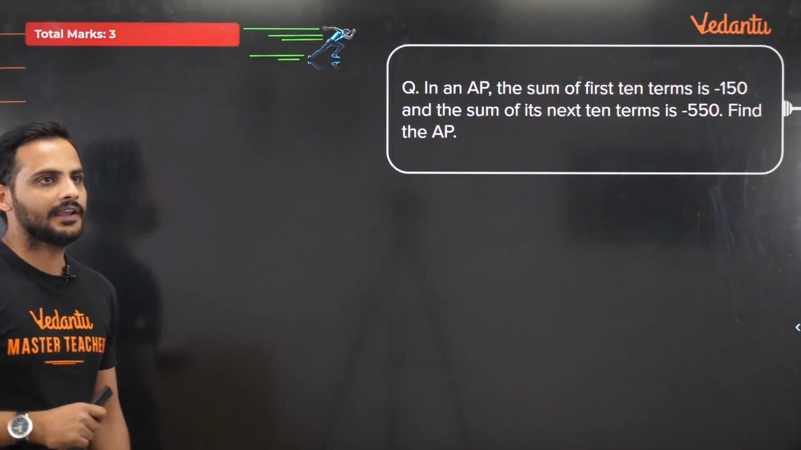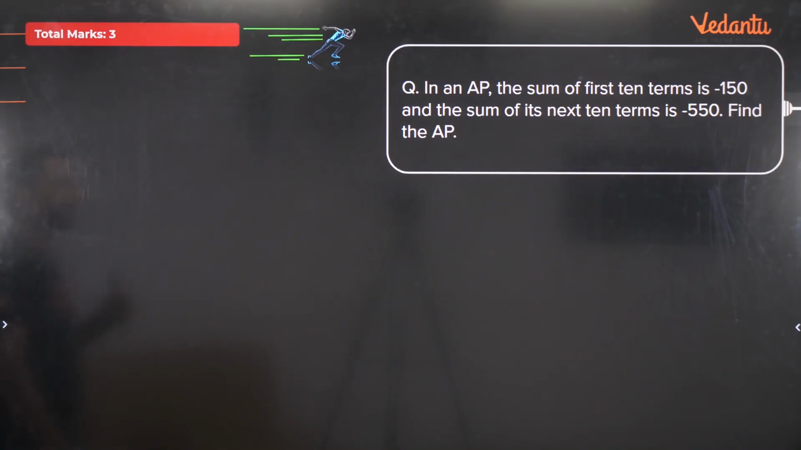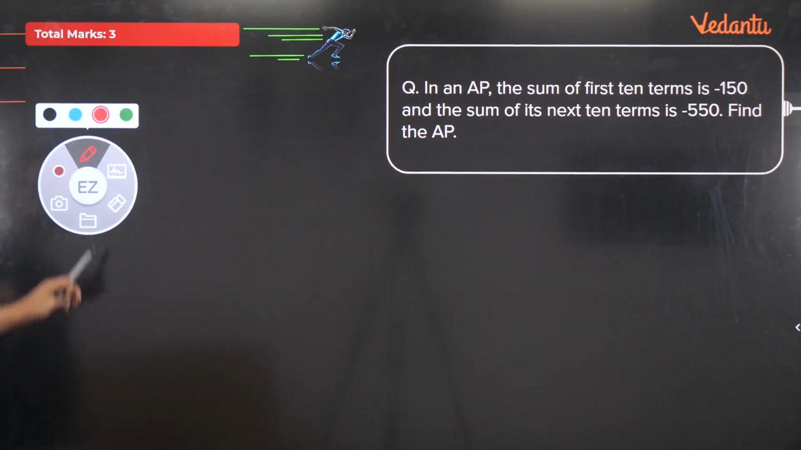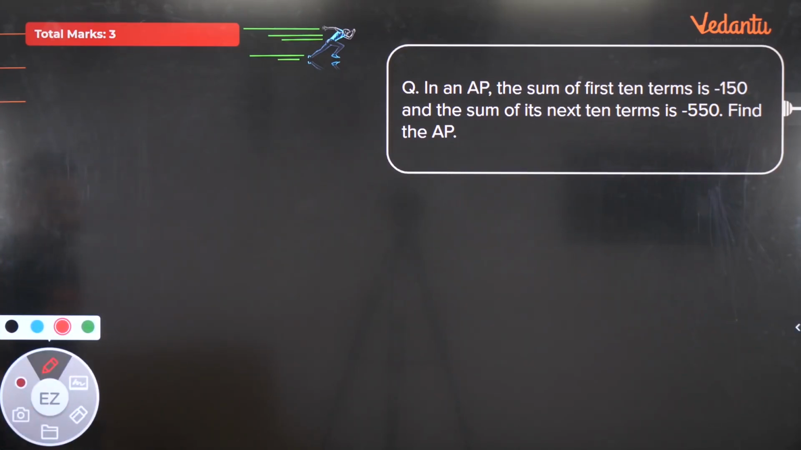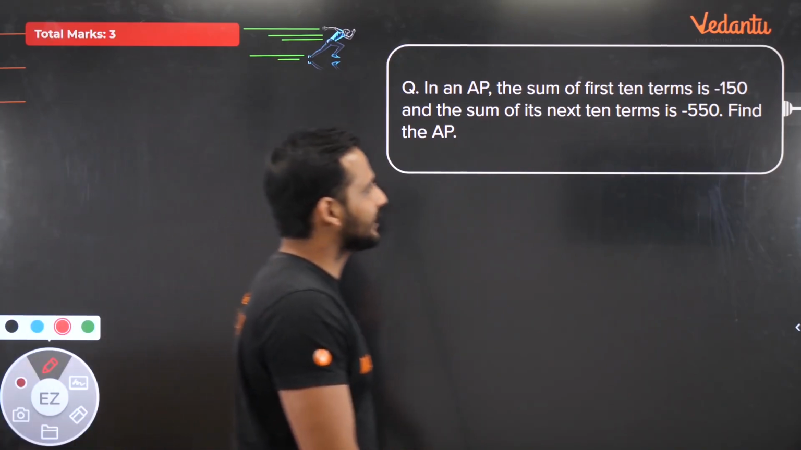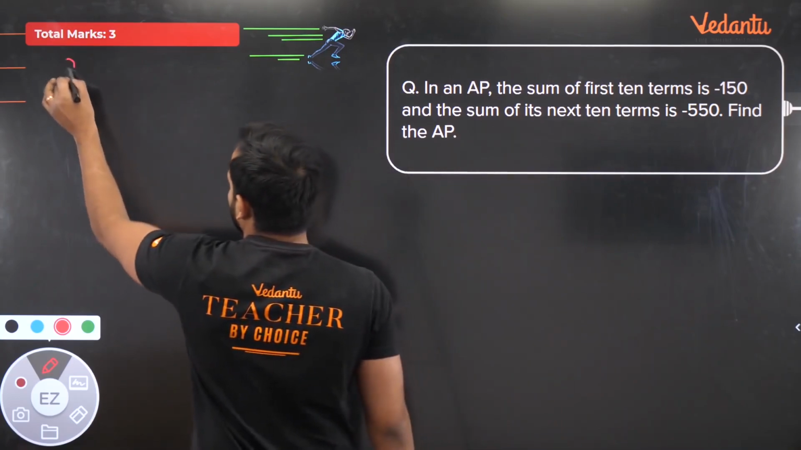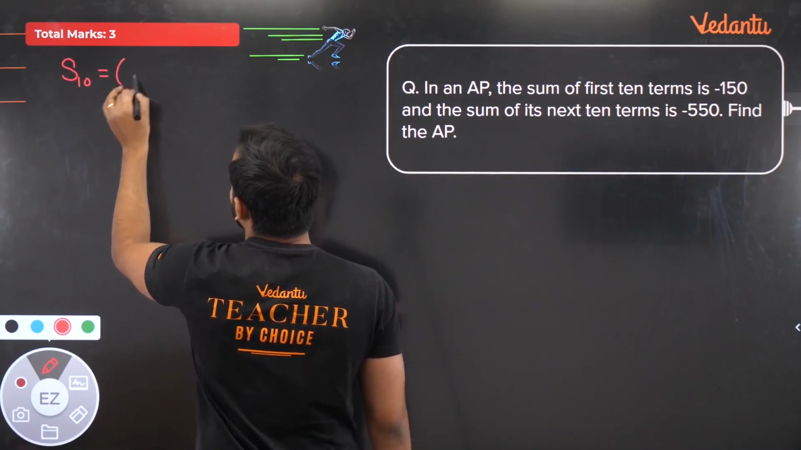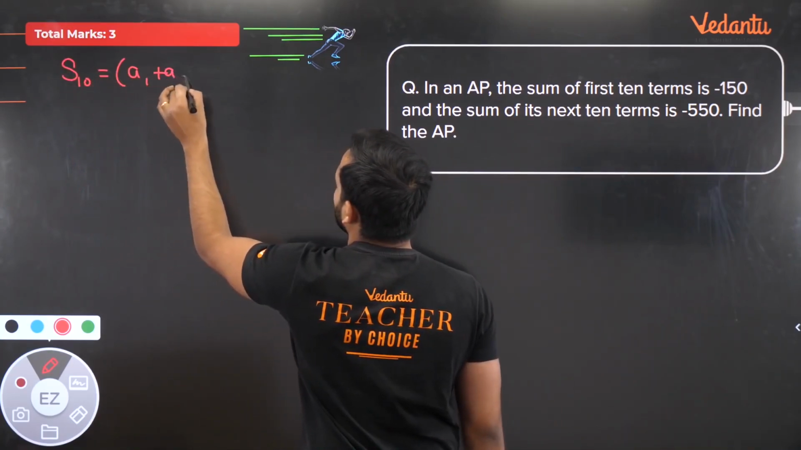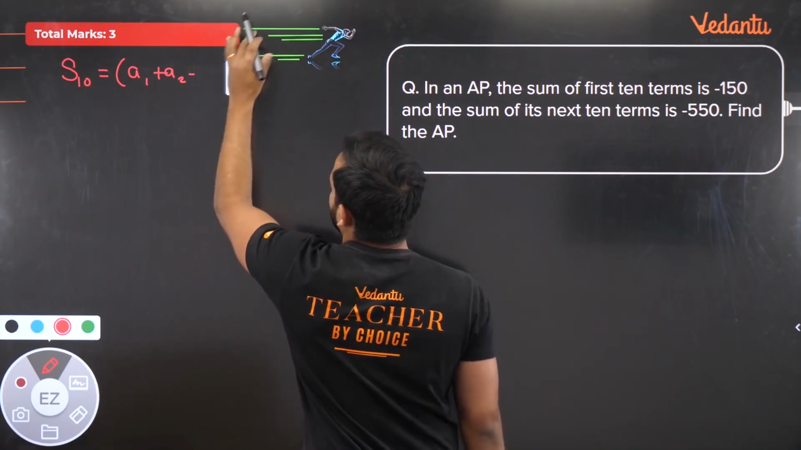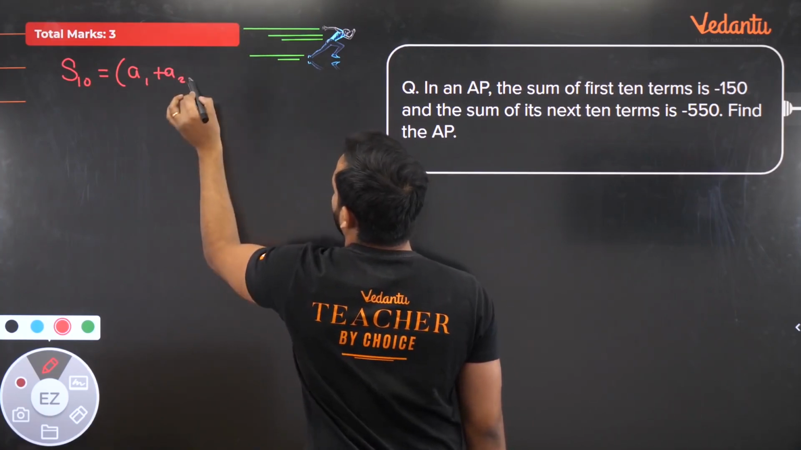Next question is this. In an AP, the sum of first 10 terms is minus 150 and the sum of its next 10 terms is minus 550. Find the AP. Now, it's a very good question. Sum of 10 terms is minus 150. Let's understand S10. When I write S10, it means that you are adding A1 plus A2 up to A10.